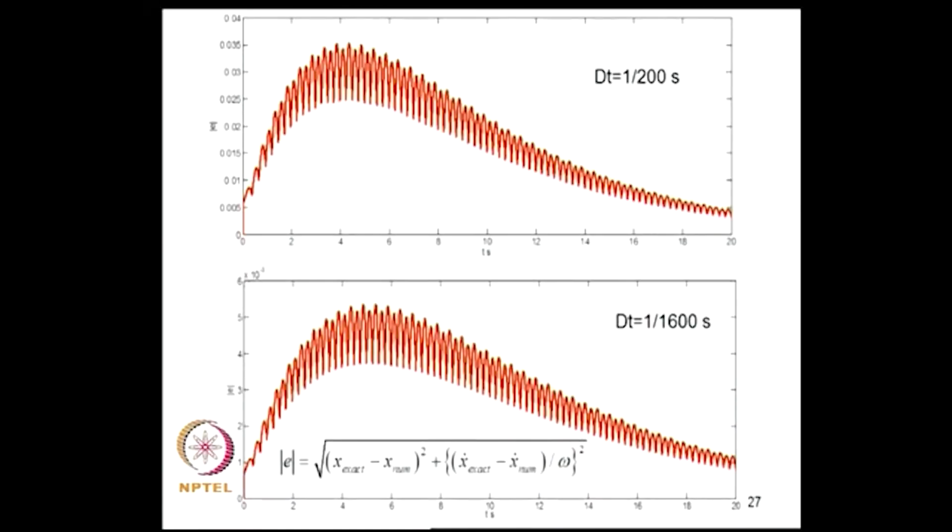Now I have plotted the norm of the error for the backward difference scheme, and the norm that I have used is defined here. Since we know the exact solution, it is (x exact minus x numerical) squared plus (x dot exact minus x dot numerical) squared, and to make units consistent I have divided by omega. So this is the norm I have shown, and with 200 points in a cycle, the value of this error is about 0.035, and with 1600 points the error comes to about 5 into 10 to the power of minus 3.